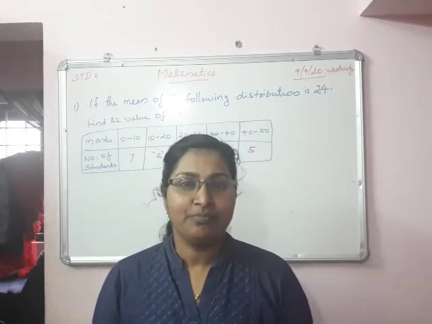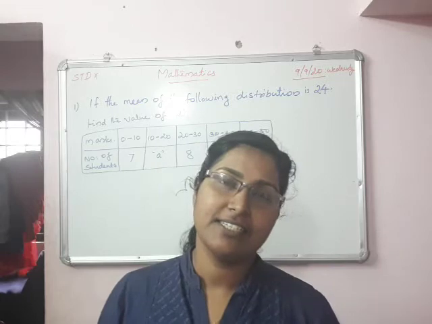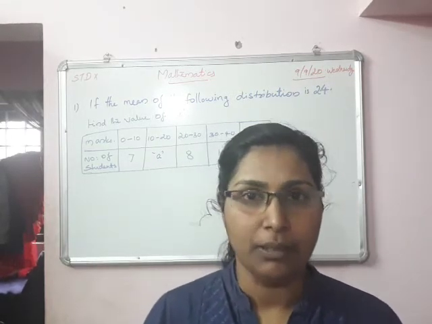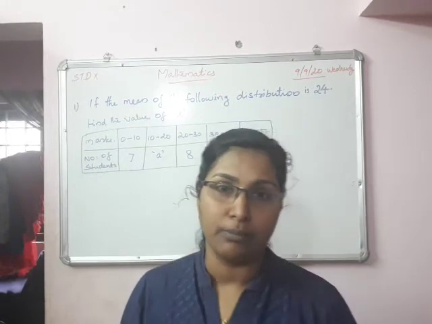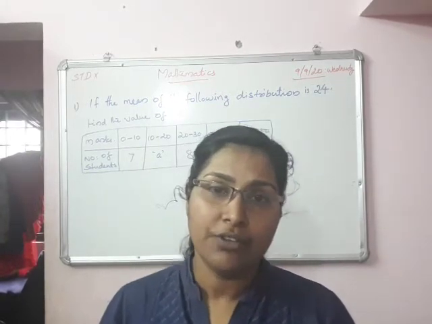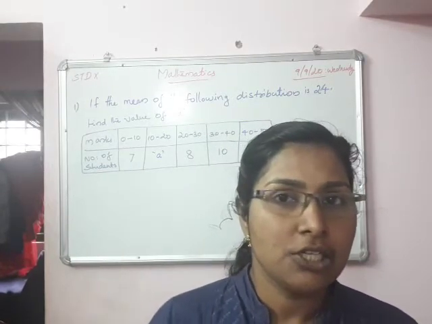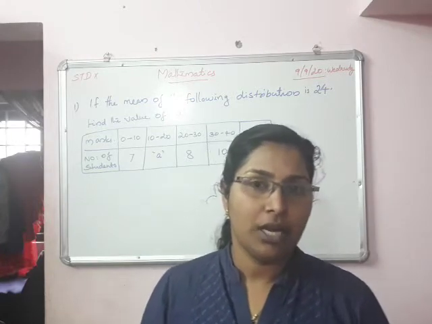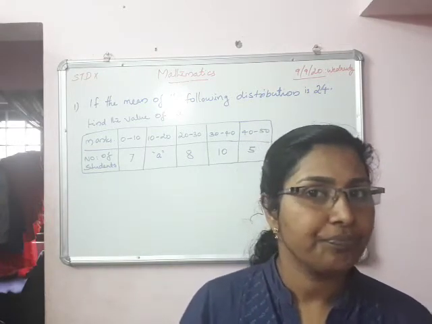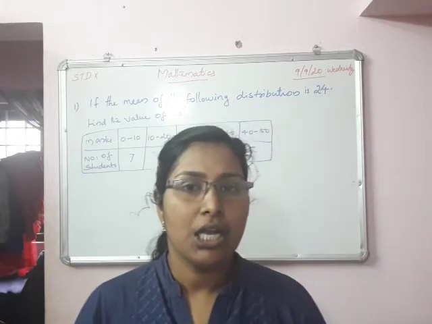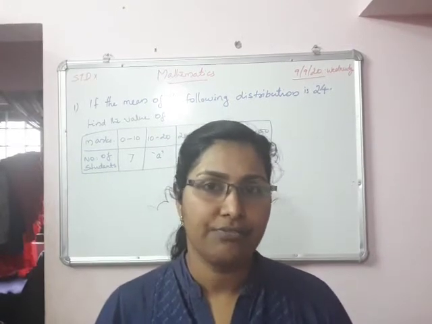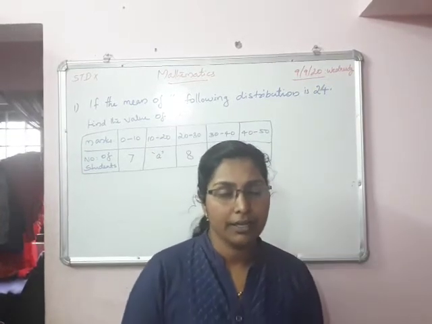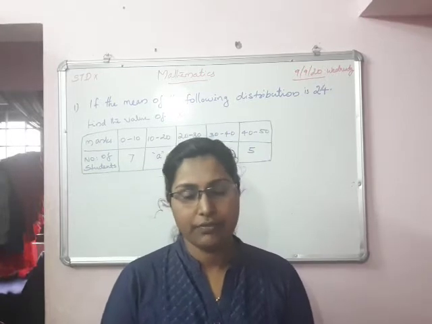In our last class, we discussed how we can find the mean from the given table using one formula. We studied one formula, that is the shortcut method. I think you know the formula. What is the formula? A plus sigma fd by sigma f. Using that one we can find the mean.